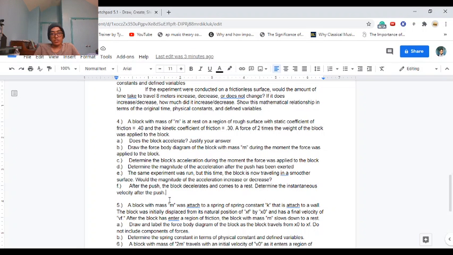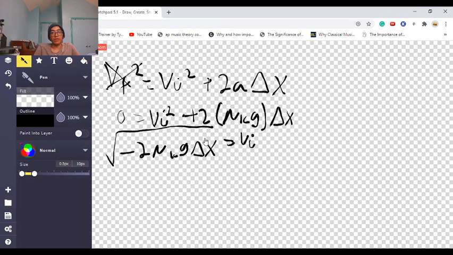Well, the question says determine the instantaneous velocity after the push, but we don't have a defined variable for the distance, right? We have a gravitational constant, the gravitational acceleration, and a mu, which we can just substitute in. But we don't have this variable. So we need to find a way to substitute that variable for something else. Well, this is a kinematic equation after all. Let's solve for that, right?